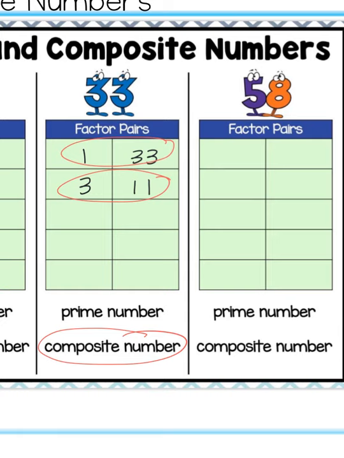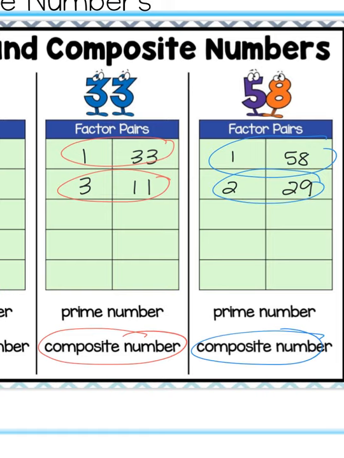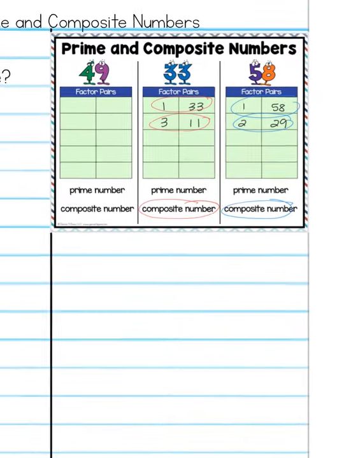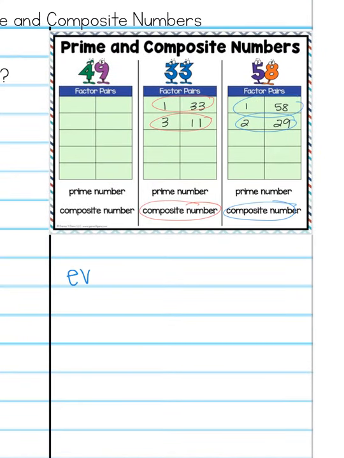When I look at the number 58, I have 1 and 58, 2 and 29, and those are the only factors. But because there's two factor pairs, this is a composite number. I also could have used the trick that even numbers are always composite.